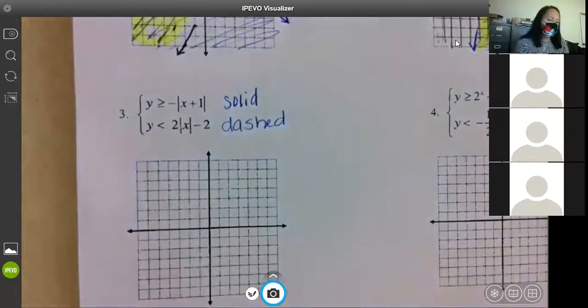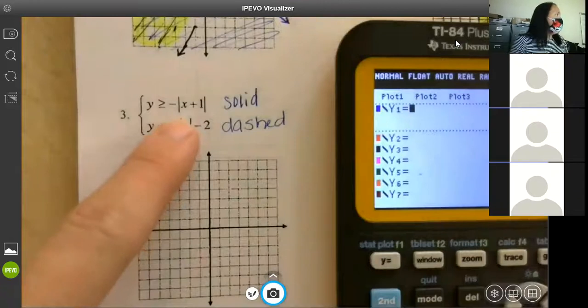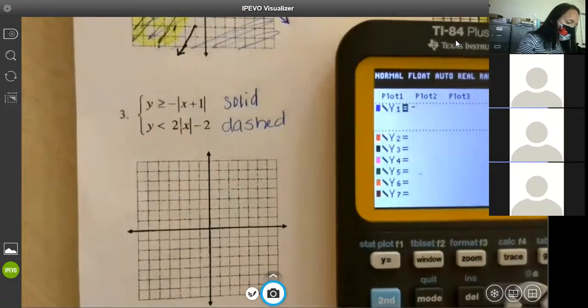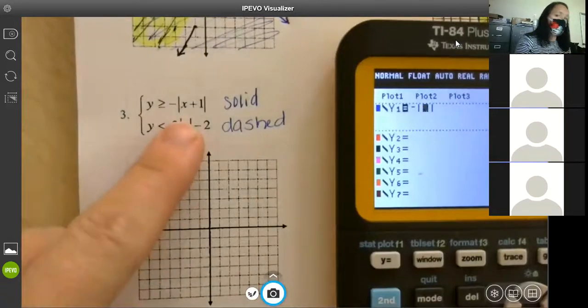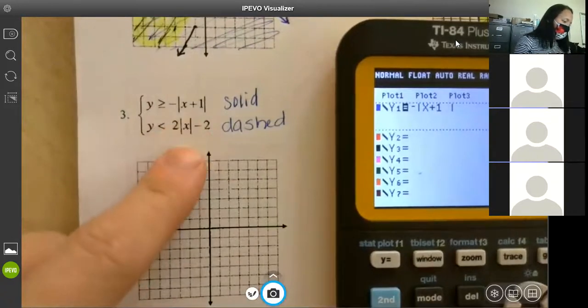Okay. So we're going to put it in our calculator. I could do this one by hand and be okay, but we're going to go ahead and do it in our calculator just to keep it normal. Math, absolute value. So math over to num, your absolute value bars. I'd already put my negative in. X plus 1.